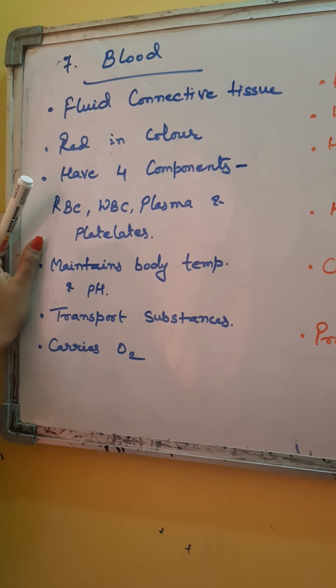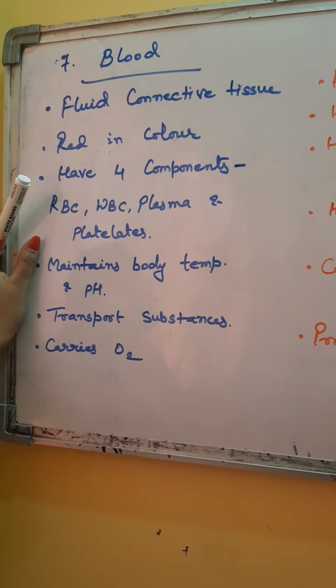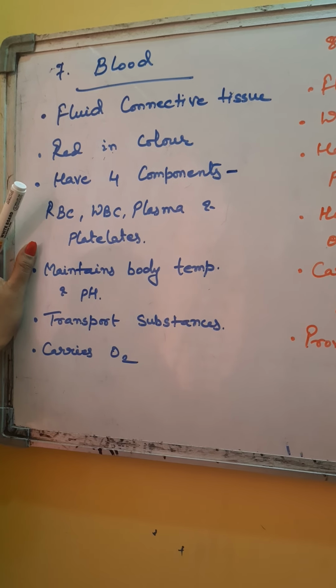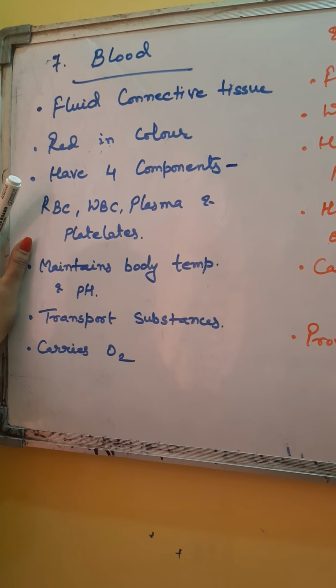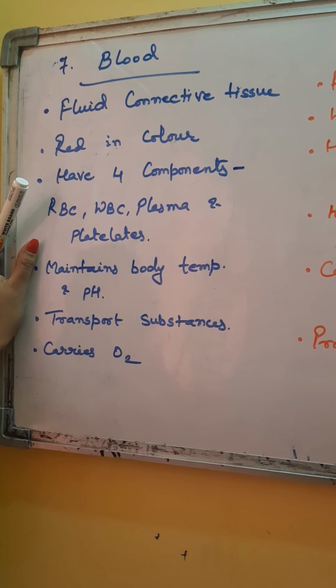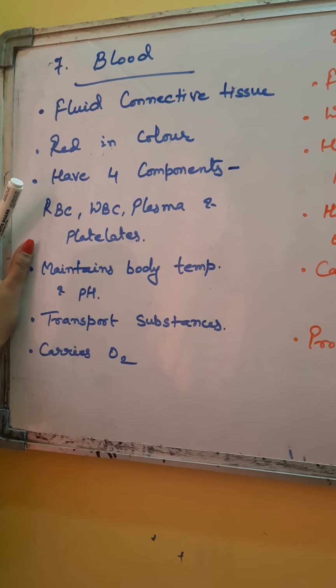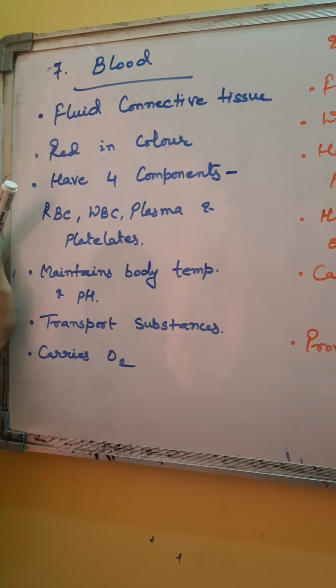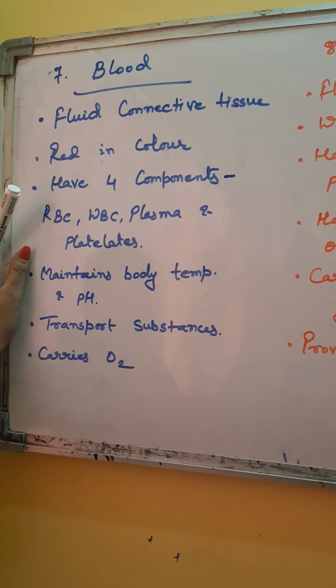So in that way, blood platelets help the body to protect from excess blood loss in case of injury or cut. So these are four different components of blood: RBC, WBC, plasma and platelets.